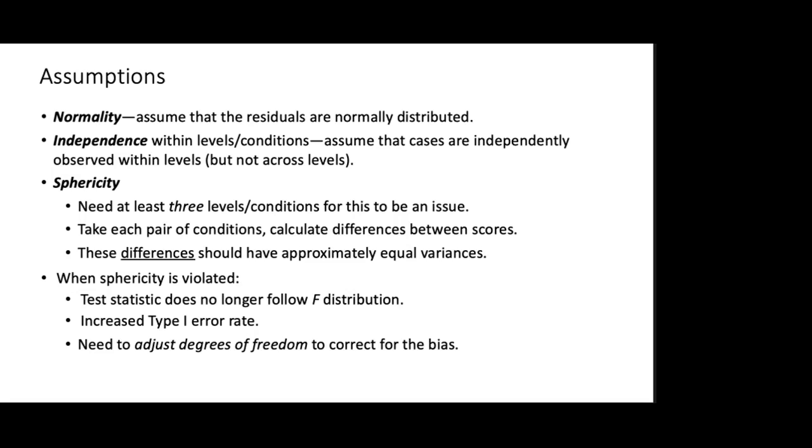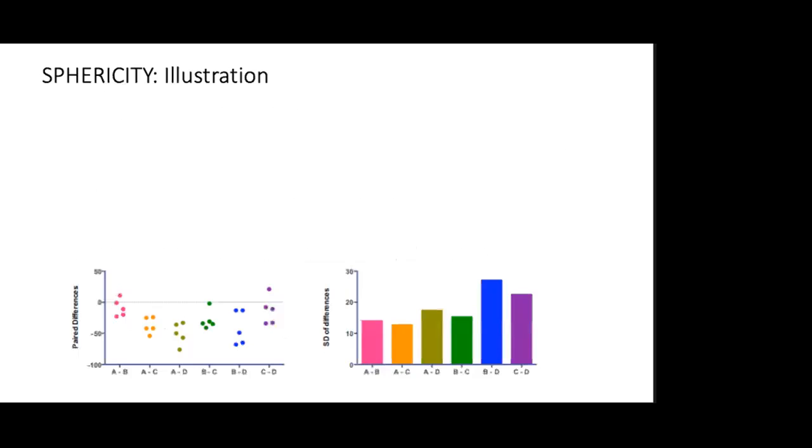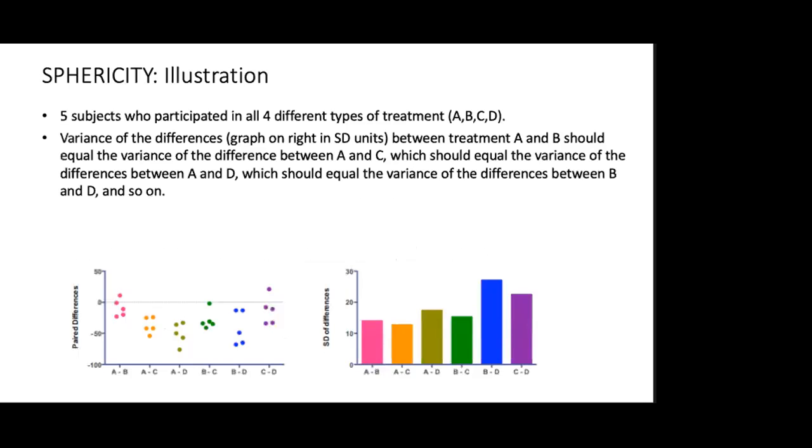If sphericity is violated, it's a big problem because then our test statistic no longer follows the F distribution. You have an increased type 1 error rate. So one way to deal with that is to adjust the degrees of freedom to correct for this bias. Basically, you're just reducing the degrees of freedom to make the F statistic more conservative. We'll talk about that in a minute. I just want to illustrate first what this sphericity assumption means.